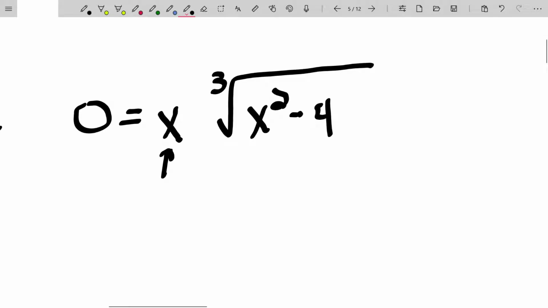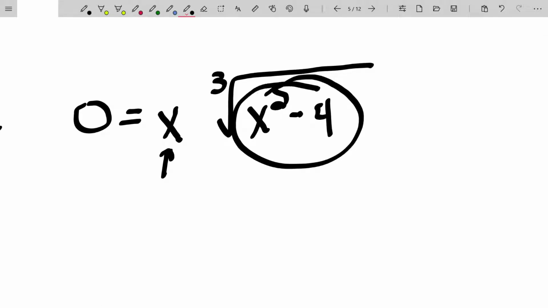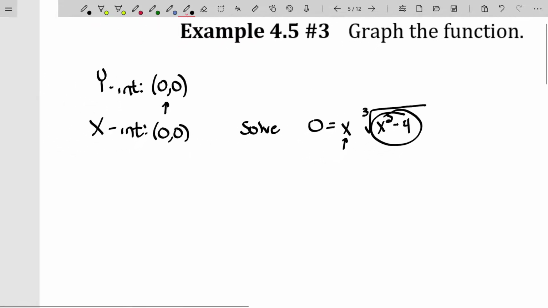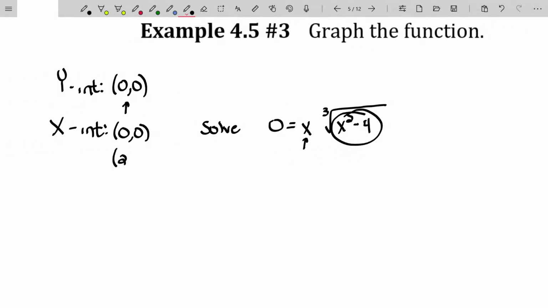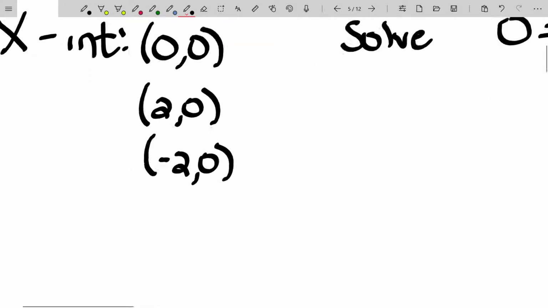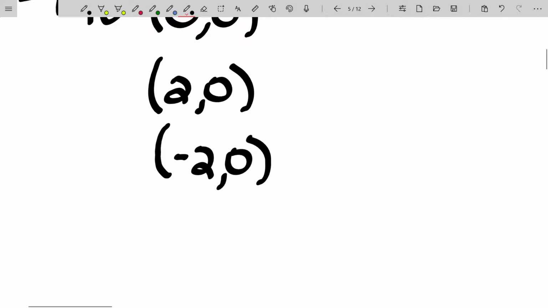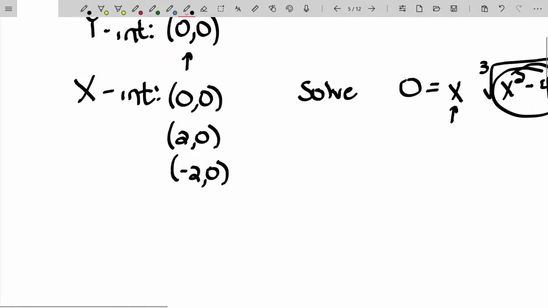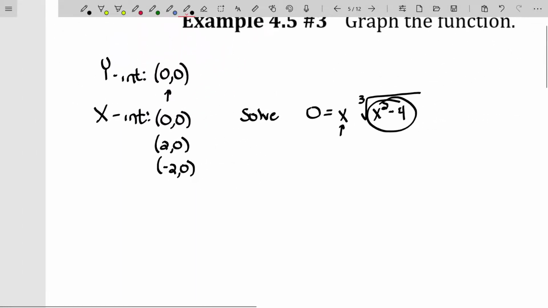And then this stuff turns into 0 when x is equal to plus or minus 2. So the next two x-intercepts are going to be (2, 0) and (-2, 0), which gives me some hope here because notice they're symmetric about the y-axis. So this function could be odd or even. That'd be kind of neat.